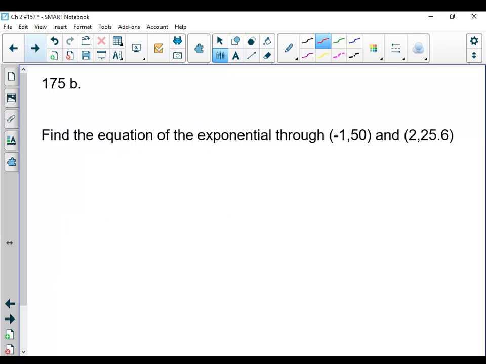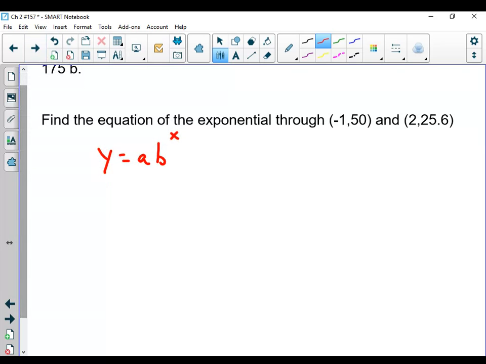And then the last one was one of the ones that was due today. This was part B on 175. Today's problems were actually all closure problems for chapter 2, so they're all kind of review problems. But this one wanted us to find the equation of the exponential. So we're going to try to fit it into this equation. So the strategy we said works the best is usually plugging in the x and the y values to create a system. So I'm going to take that second equation where y was 25.6 and x was 2.